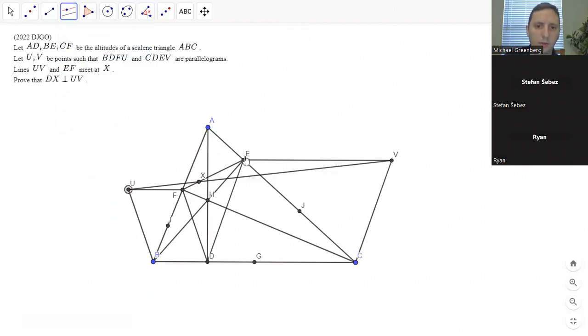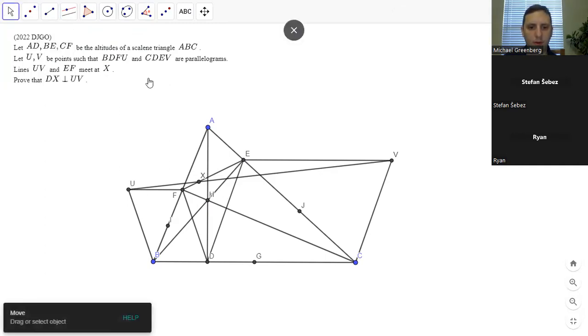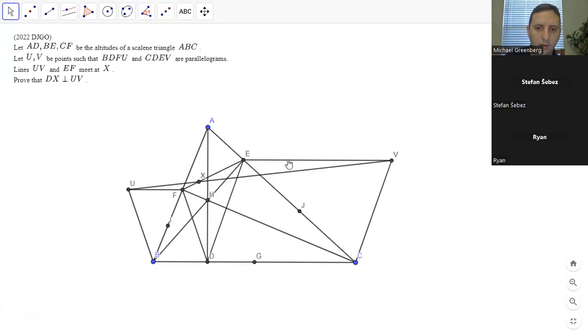Yeah, that's true. So those are similar triangles, EVX and UFX. So UX over XV is UF over EV, which is BD over DC. Okay, so that's interesting. UX over XV is BD over DC.